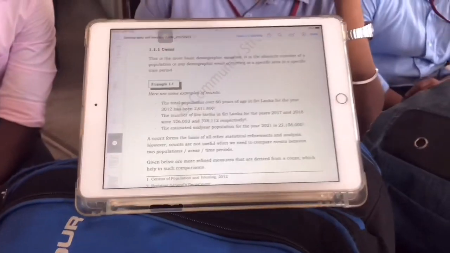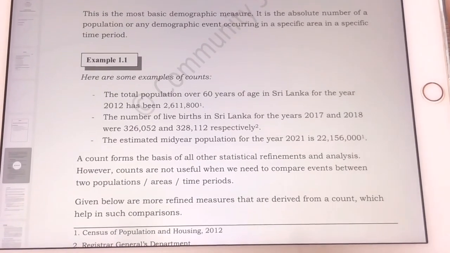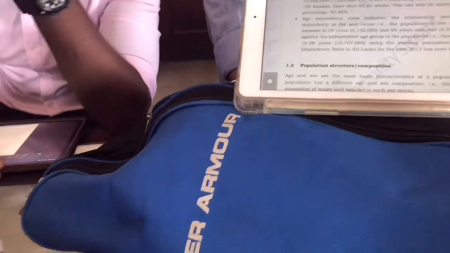Demographic transition and population structure. Learning outcomes: at the end of this lesson, students should be able to describe the specific area in a specific time period. Examples: here are some examples of counts. Patients, that is a population in the age group between.